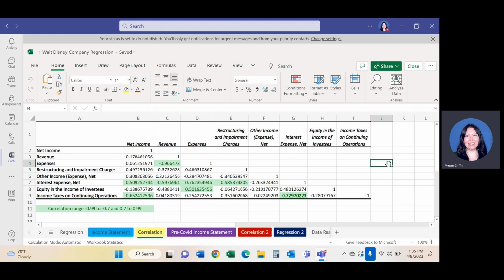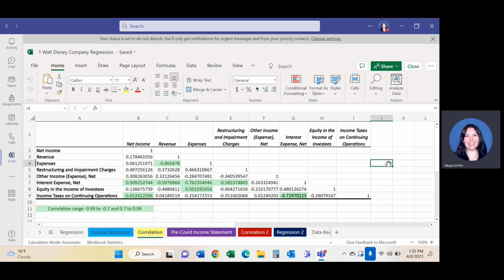Here we have our first correlation analysis. This is the preliminary step to running a regression analysis. It's important to remember here that correlation does not mean causation. Correlation is simply determining whether a relationship exists between these variables and then inspecting the magnitude and direction of the variables.